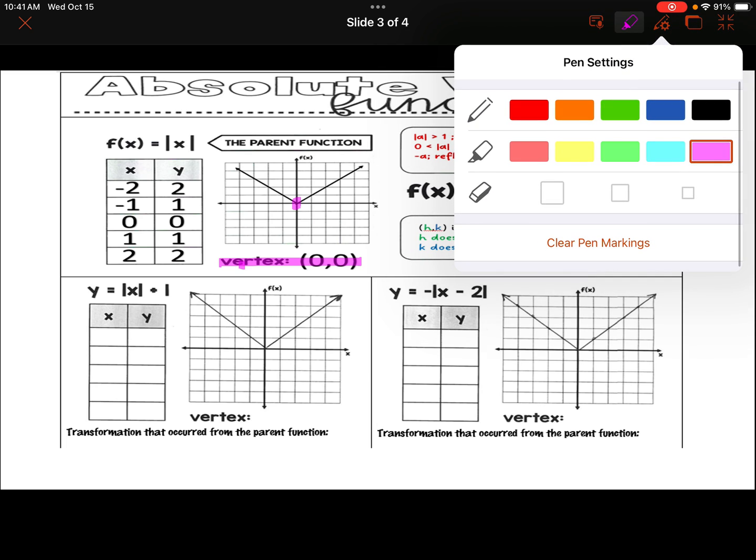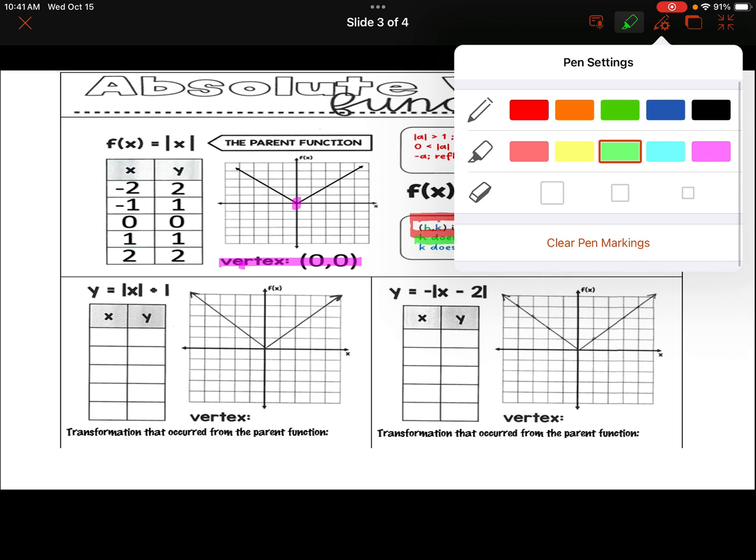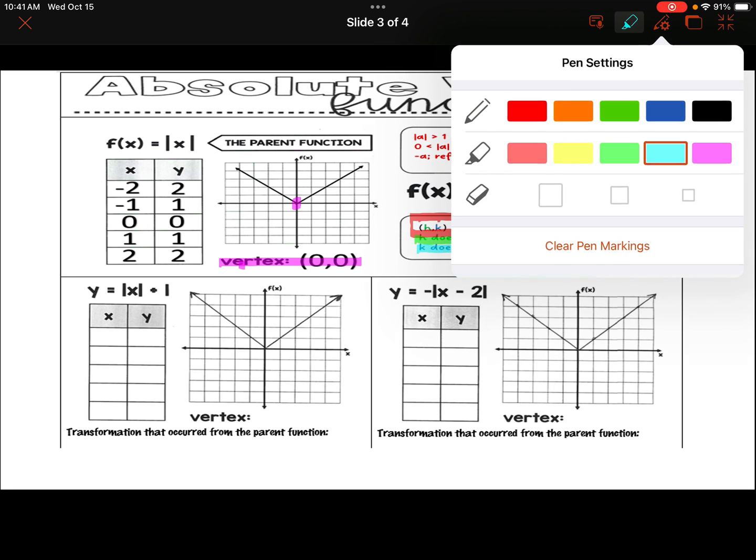Okay, and if I were to take the x, what's inside of x is called the h value. What's on the outside of the absolute value symbol is called the k value. And when you put those two things together, that is where the vertex is located. Okay, and so my h value is just telling me how far I'm moving the v horizontally. And my k value is telling me how far I'm moving it vertically.